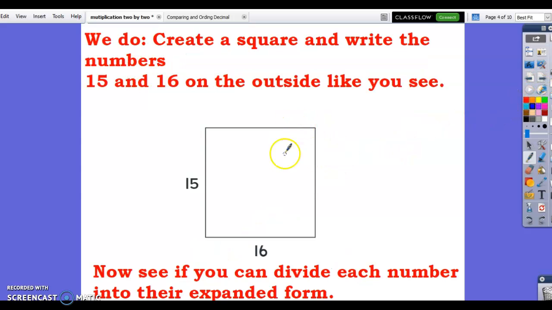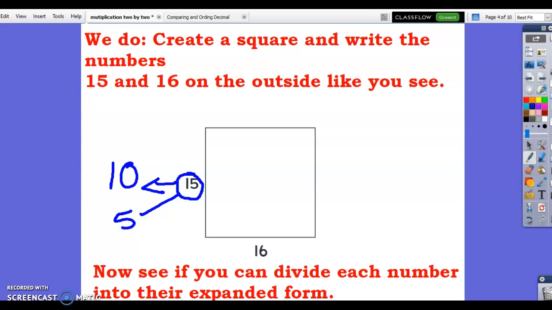So in your journal, I want you to create a square. If you have a ruler, you can use a ruler or just do freehand the best you can. But we're going to create a square and write the numbers 15 and 16 on the outside like you see. Then what I want you to do next, now see if you can divide each number into their expanded form. So we're going to start right here with our 15. And we're thinking to ourselves, what is the value of that 15? So 15, it creates a 10, and it also has 5 ones.